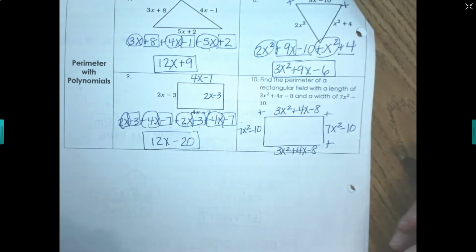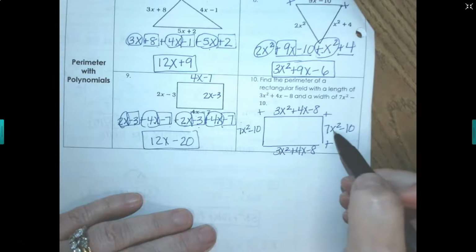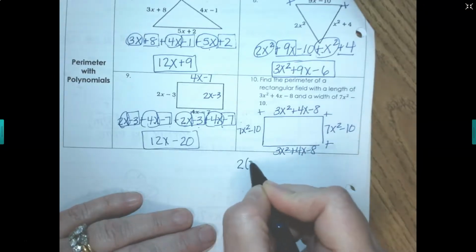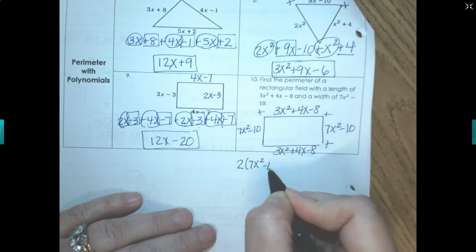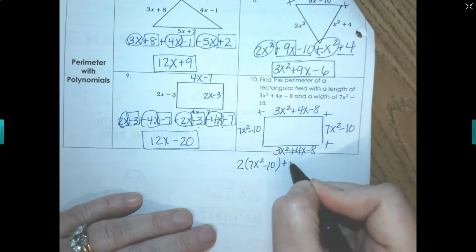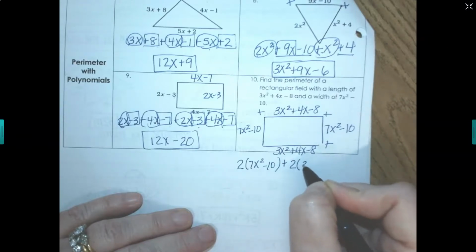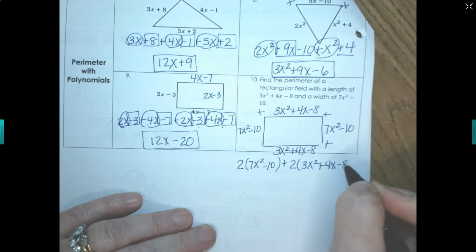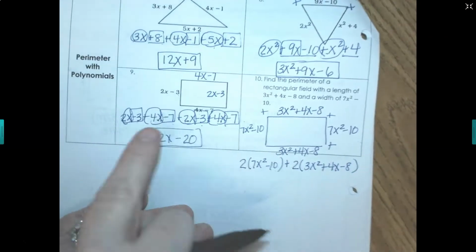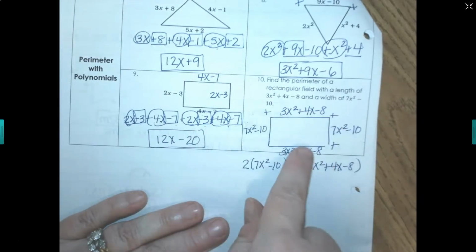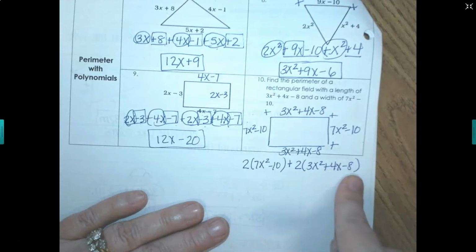I'm going to show you a little bit of a shortcut. Notice that there's 2 of each one. So I'm going to say 2 of the 7x squared minus 10, because there's 2 of them. And I want to add to it 2 other sides that are 3x squared plus 4x minus 8. Now, we could have added all the sides like we did on this last one. We could have listed them all out individually and combined like terms. This is just a slightly shorter way to show it.